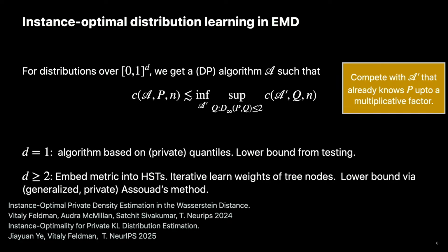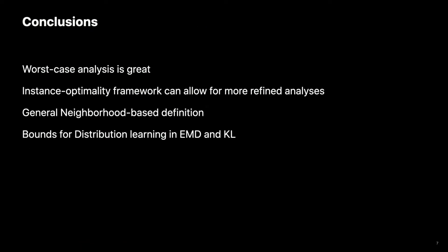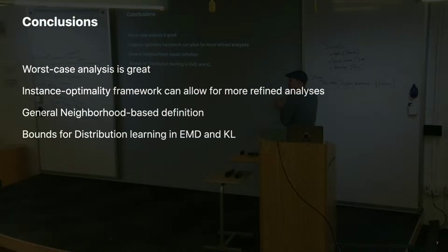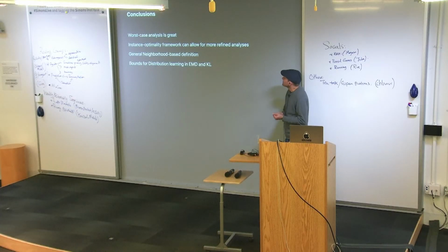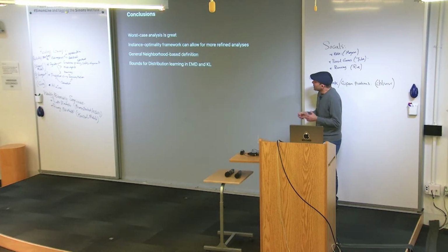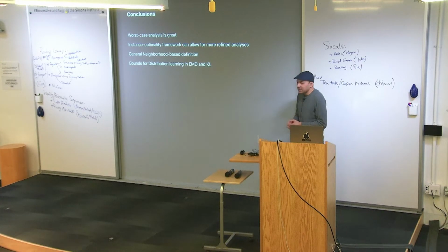I won't get into details, but we can do this both in Wasserstein distance, and in more recent work, we showed how you can do this for distribution learning in KL. So that's all I want to say. Worst case analysis is great, but is often not good enough, and you can use instance optimality to go beyond the worst case. I'll stop here.